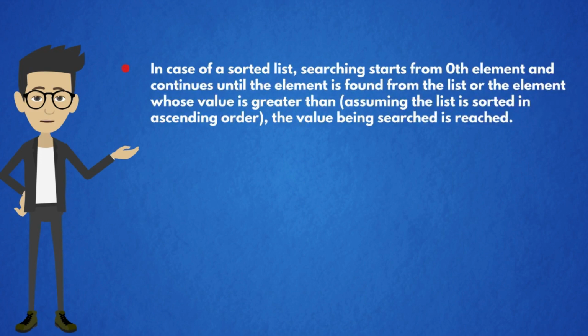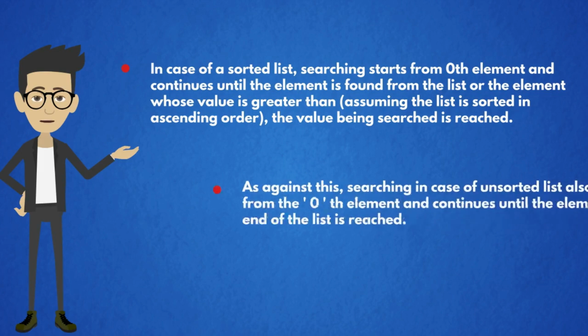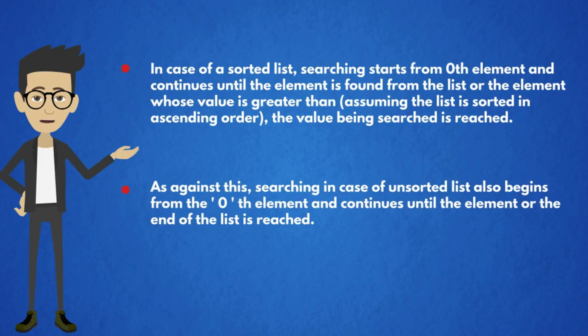In case of a sorted list, searching starts from the 0th element and continues until the element is found in the list, or the element whose value is greater than the value being searched is reached, assuming the list is sorted in ascending order. As against this, searching in case of an unsorted list also begins from the 0th element and continues until the element or the end of the list is reached.